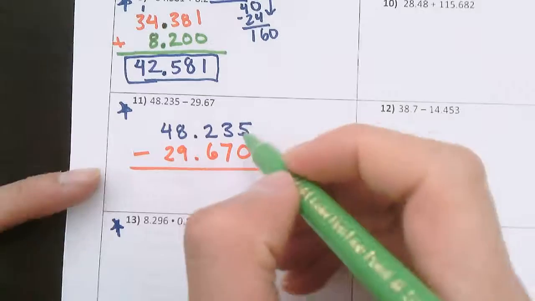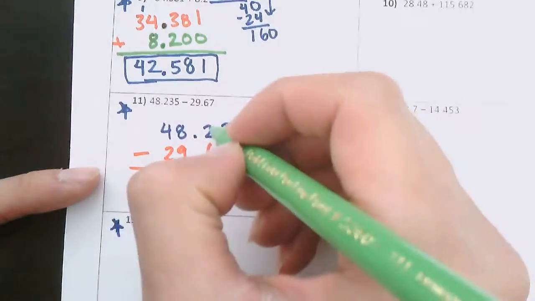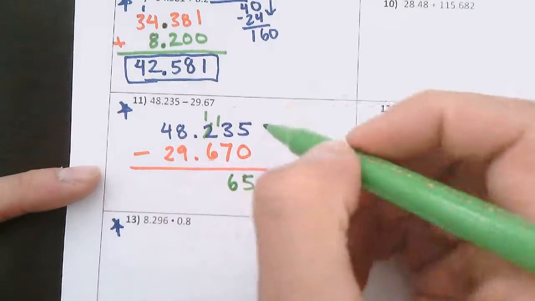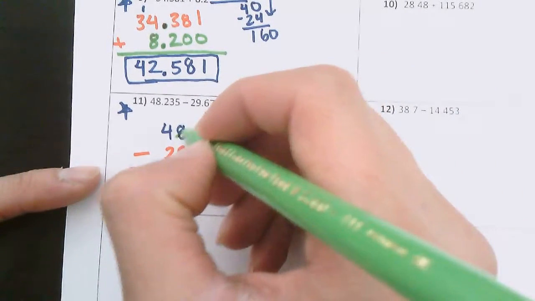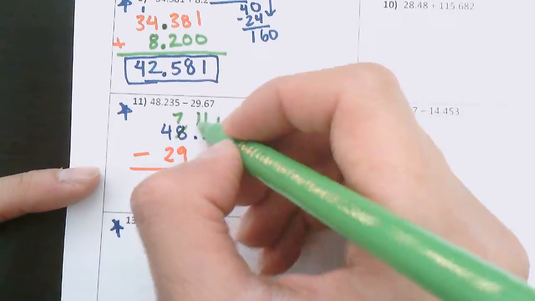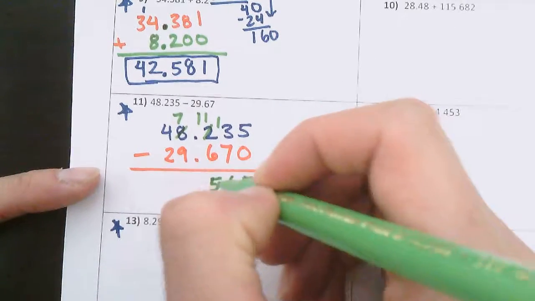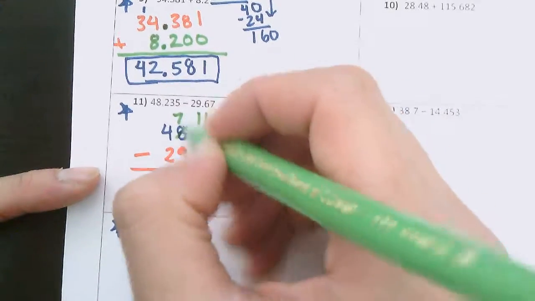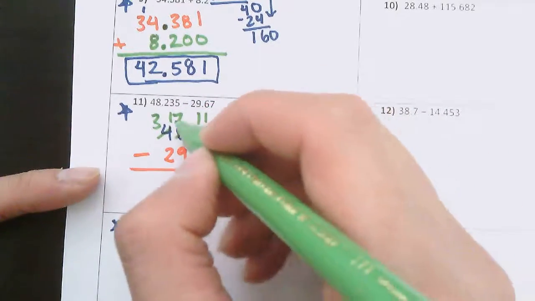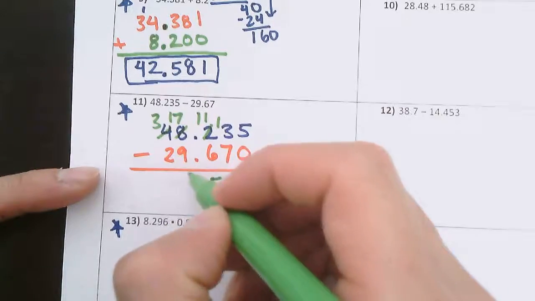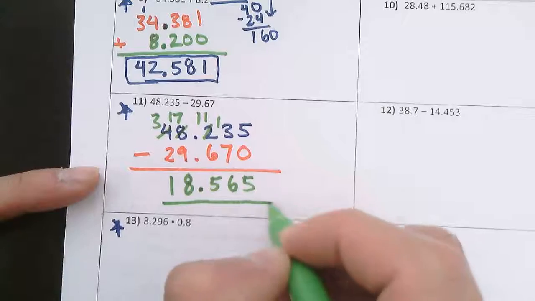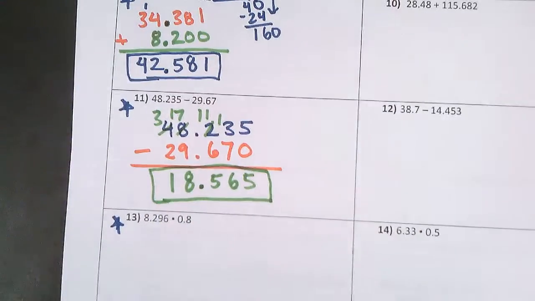Let's subtract it. 5 minus 0 is 5. 3 minus 7, I'm going to have to borrow. So 13 minus 7 is 6. Then 1 minus 6, I have to borrow again. This becomes 7. And then here, 11 minus 6 is 5. Decimal comes straight down. 7 minus 9, I'm going to have to borrow. That becomes a 3. This becomes 17. 17 minus 9 is 8. And then 3 minus 2 is 1. 18.565.